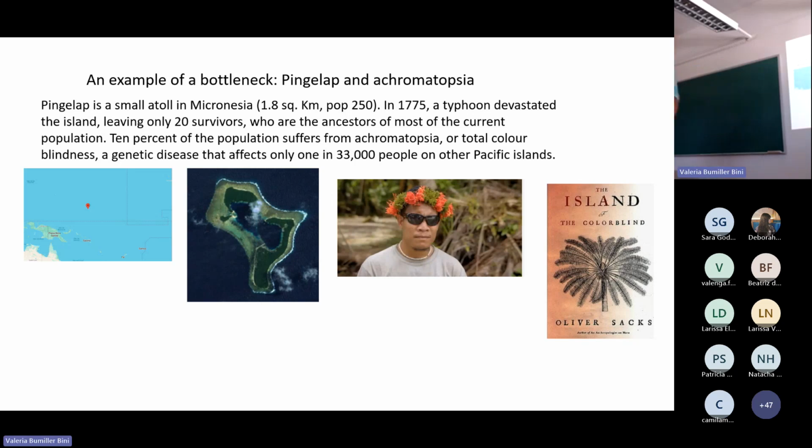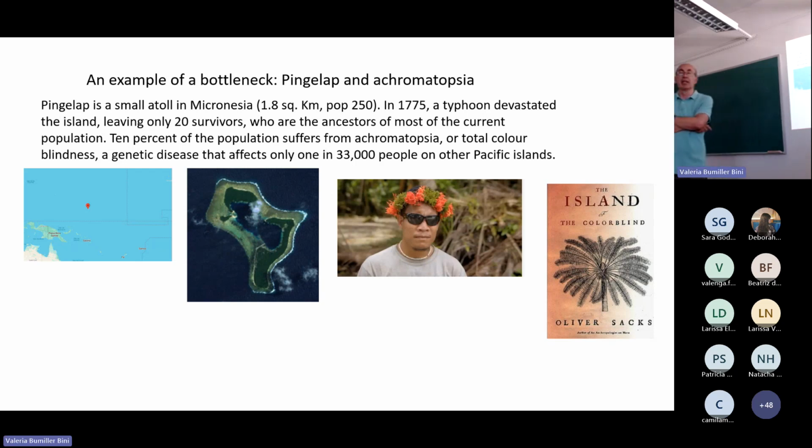Now, those are founder effects. This is a bottleneck. I don't know if you recognize here Australia, Papua New Guinea. This is a teeny tiny atoll in Micronesia, 1.8 square kilometers. This would be what, 10% the size of the city of Curitiba, even less. 1.8, that's really tight. In 1775, a typhoon devastated the island, leaving only 20 survivors, who are the ancestors of most of the current population.